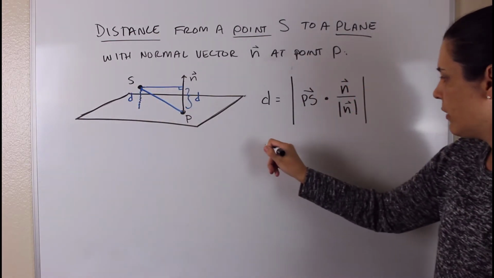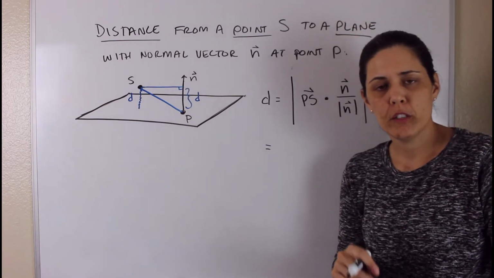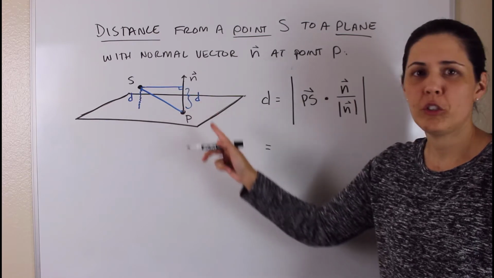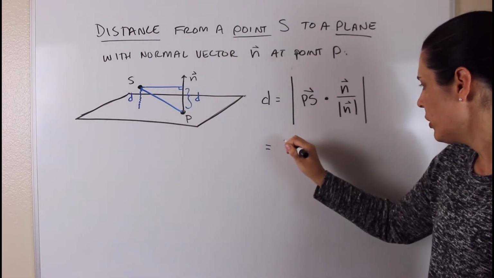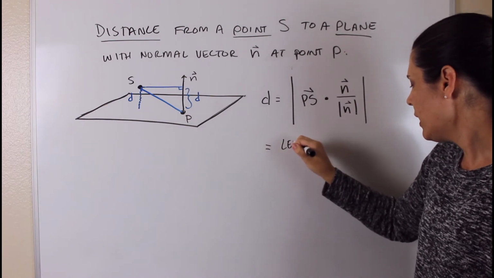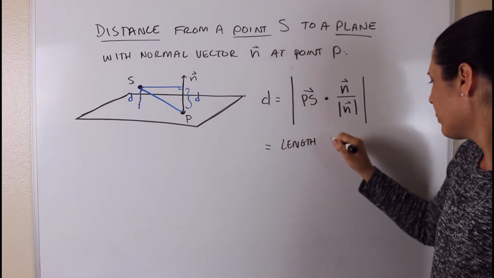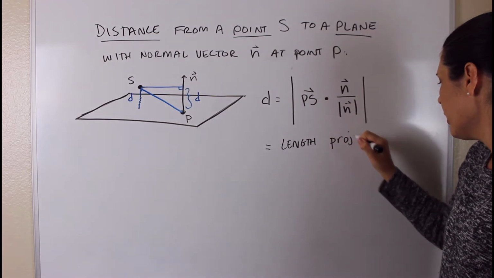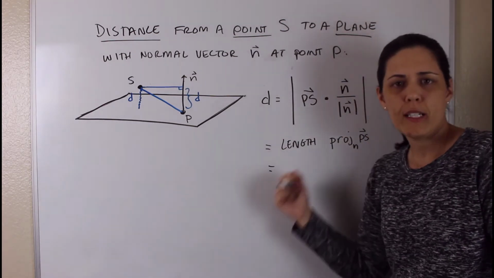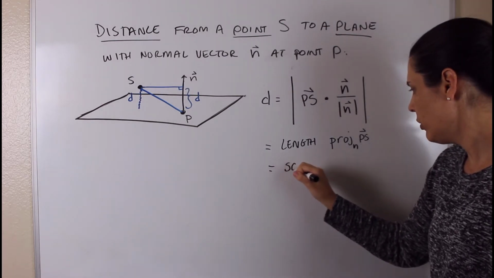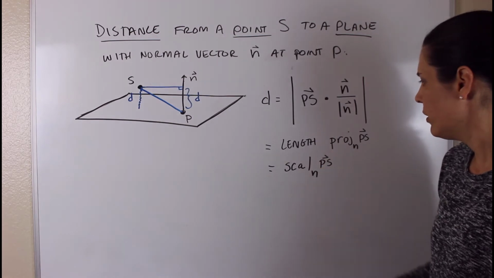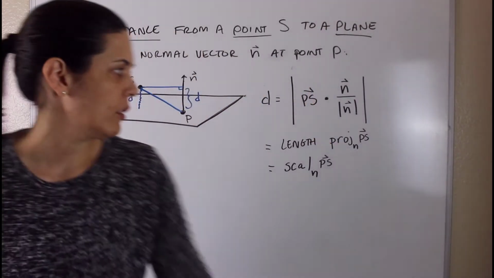And so what this really is, if you remember a couple of videos back, is the projection of ps onto n. Or technically the length of it, because of this magnitude. So this is really just the length of the projection vector of ps onto n. We even broke that down before: the length was called the scalar component of the projection of ps onto n. So just a little bit more meaning to it.